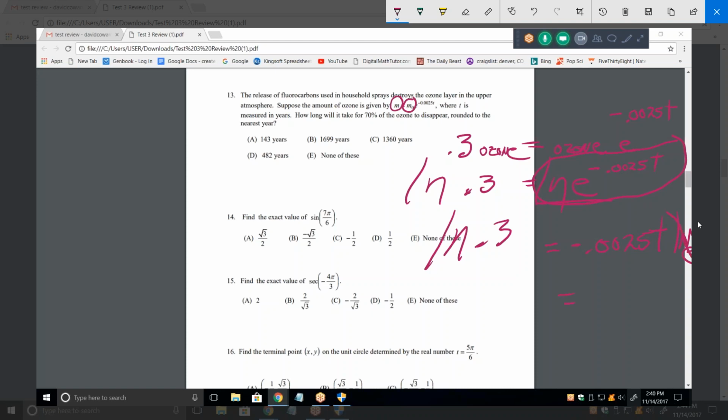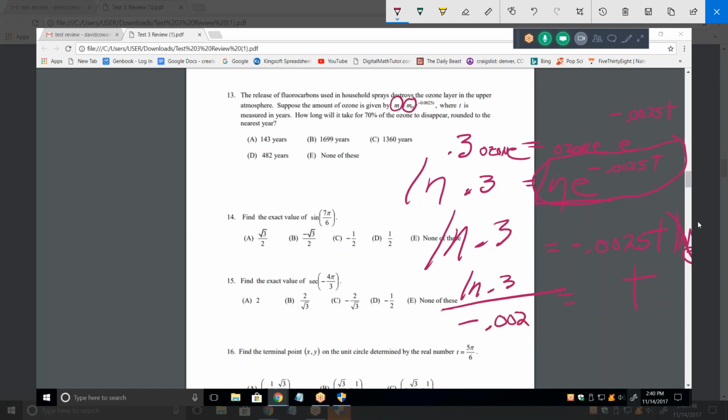And then you divide. What's t equal to? What's the exact answer? If they said this was not a multiple choice and they wanted the exact answer, what would your answer be? It'd be ln 0.3 divided by negative 0.0025.